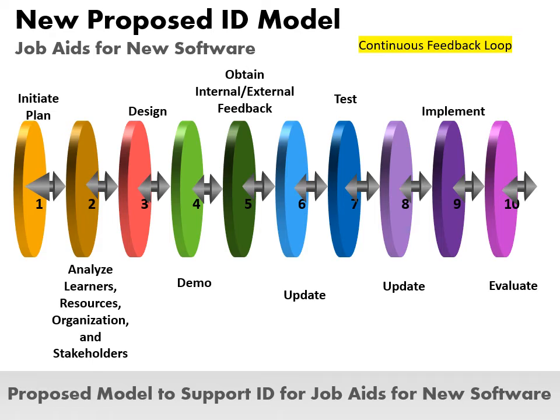There is a continuous feedback loop from the initiating of the plan. The key difference here is you're analyzing the learners, the resources, the organization, and the stakeholders before you're designing any part of the learning intervention. We would then conduct a demo. After the demo, we would obtain feedback externally and internally. We would update our learning intervention plan with the feedback obtained.